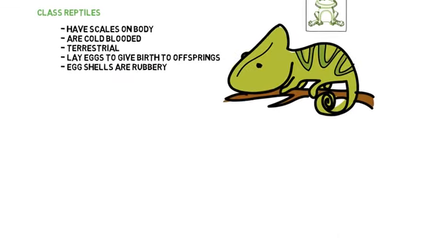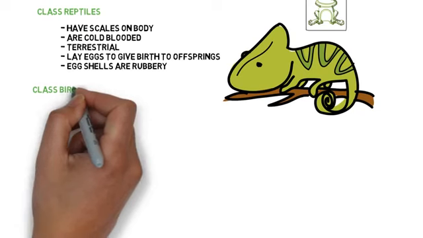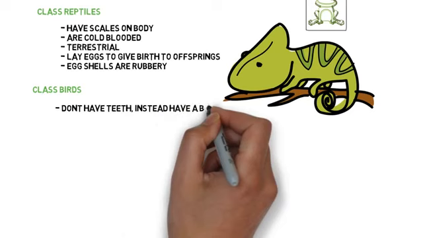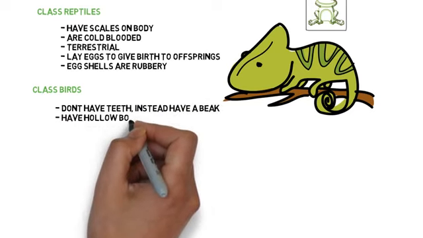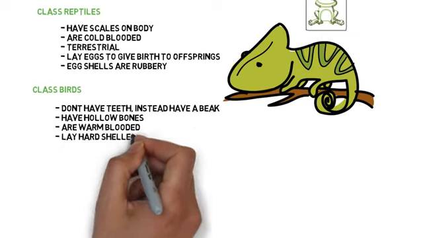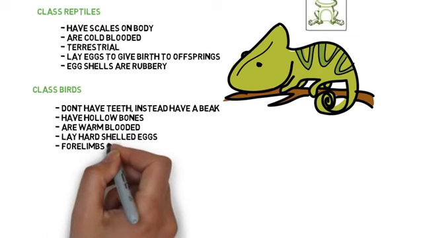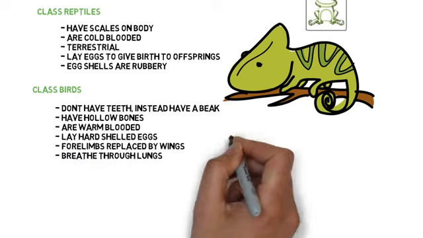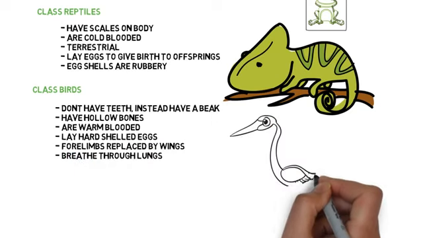Class Birds. They do not have teeth, but instead have a beak. They have hollow bones, are warm-blooded, lay hard-shelled eggs. Their forelimbs are replaced by wings, and they breathe through their lungs. Examples of birds are flamingo, eagle, hawk, and sparrow.